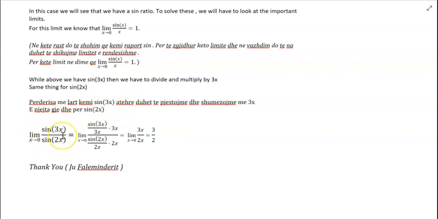Okay, here we have that the limit when x goes to 0 of sine of 3x over sine of 2x is equal to the limit when x goes to 0 of sine of 3x, which we have divided by 3x and multiplied by 3x. The same as for the sine of 2x. Then sine of 3x over 3x goes to 1. Sine of 2x over 2x goes to 1 when x goes to 0, and we end up with a limit when x goes to 0 of 3x over 2x. The x's cancel out, and the limit is equal to 3 over 2.